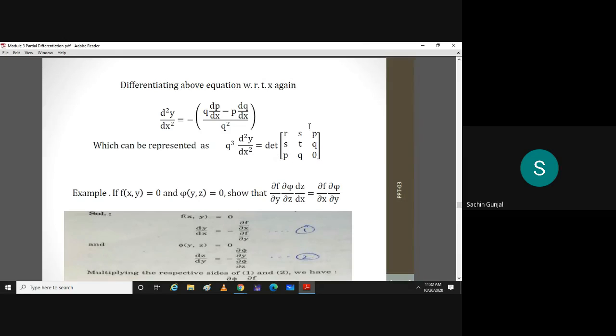Okay, so this is important. So please write it down. The second order derivative of y, which is implicit, with respect to x, is 1 by Q cube into the determinant of R S P, S T Q, P Q 0, where R, S, T and P, Q are defined earlier.